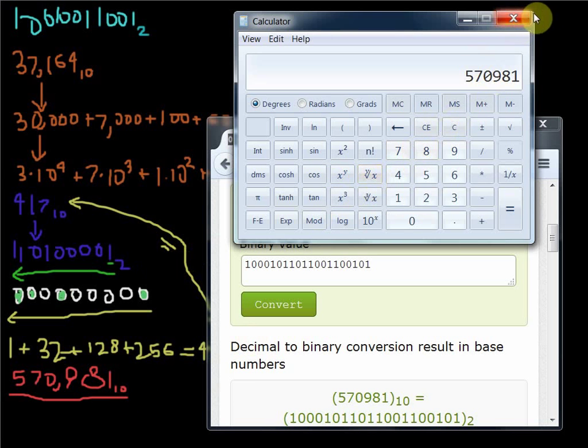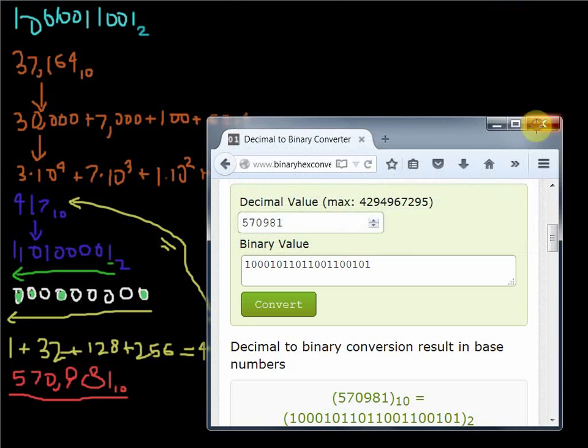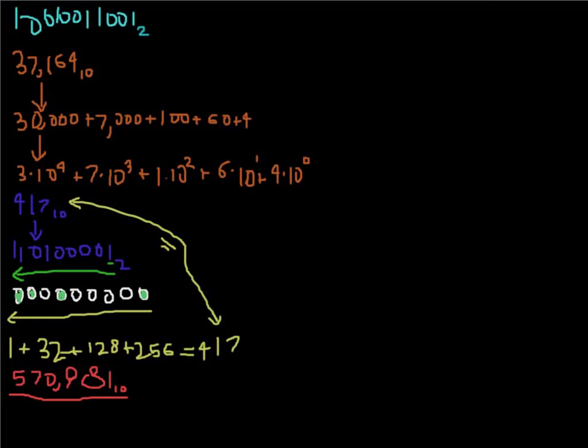So that is pretty much how binary to decimal works. So next time, we'll see how to convert numbers from base 10 to base 2, which is the reverse of what we just did. We did base 2 to base 10.